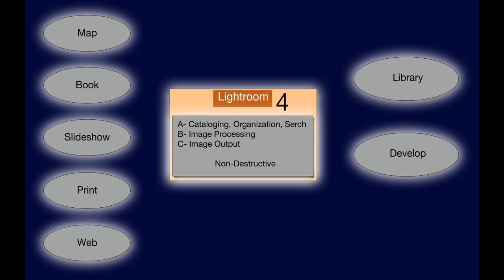The map module, it's not really an output, but it's not part of the library or develop. In the map module, really what you're going to do is geotagging. For example, if you take a picture with an iPhone, the iPhone has a GPS, so it's going to have information about latitude and longitude. It's going to know exactly where on the planet you took that picture. That information is called metadata. It's part of the EXIF data, and that information is going to stay with the image.